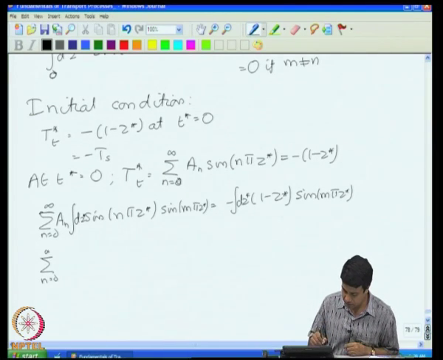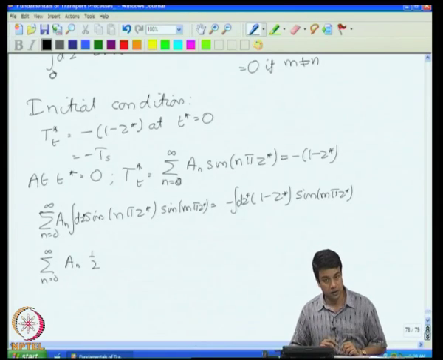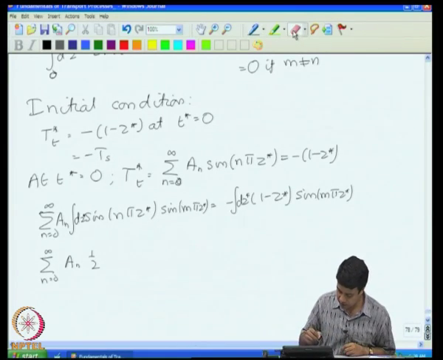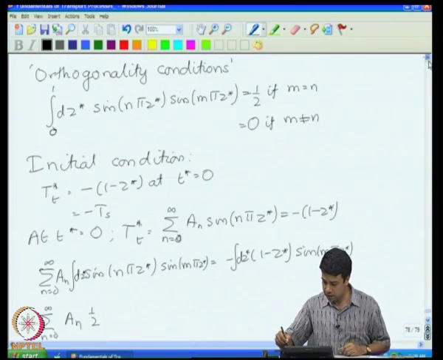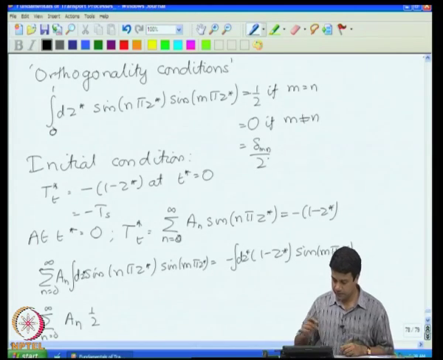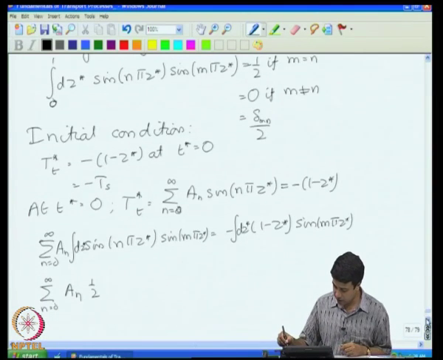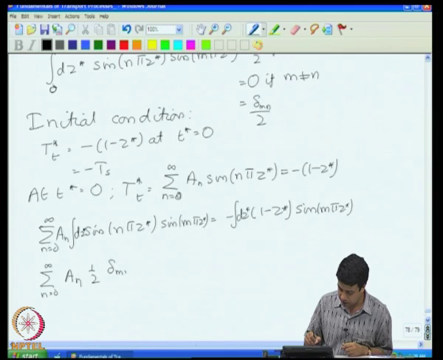The summation from n equal to 0 to infinity of a n times half times something which is 1 if n is equal to m, and it is 0 if n is not equal to m. This thing I will call the delta function. This delta m n is 1 if n is equal to m, and it is 0 if n is not equal to m. So, I just get half a n times delta m n.